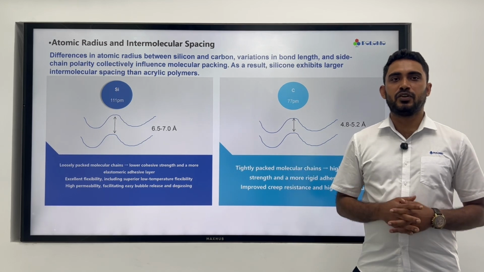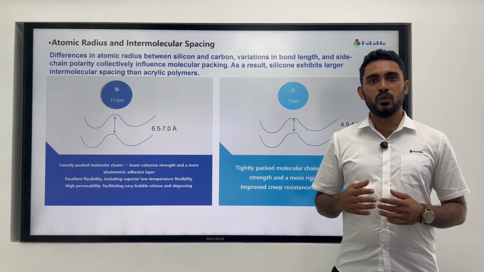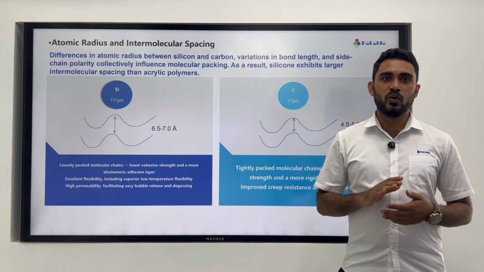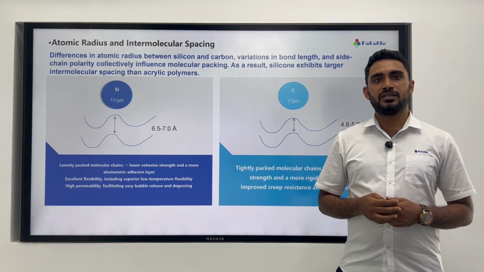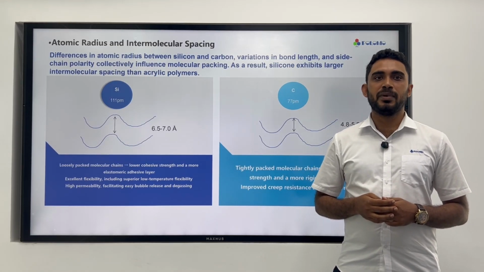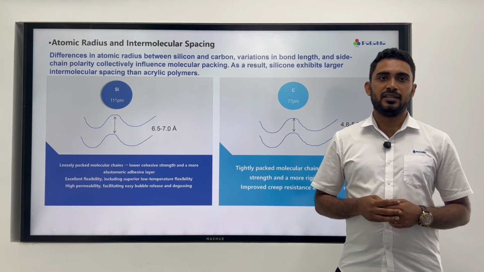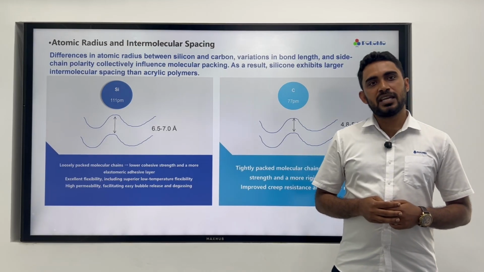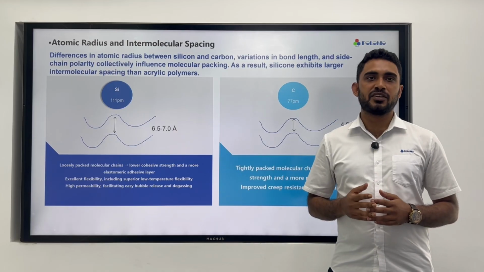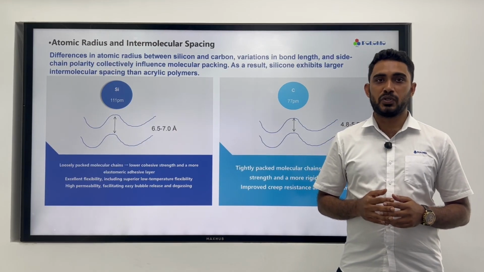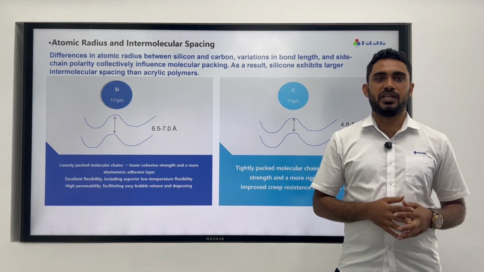So what does that mean for your production line? A larger gap means molecular chains are loosely packed. That gives silicone a softer, more elastic feel, lower cohesive strength, but much better flexibility. It also means high air permeability and easy bubble release. Acrylic, with its tight packing, is more rigid, with higher cohesive strength and better creep resistance, but also higher modulus, which can cause more yellow spots during lamination.